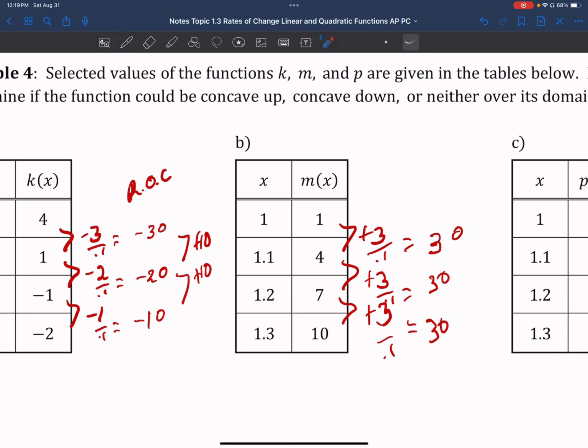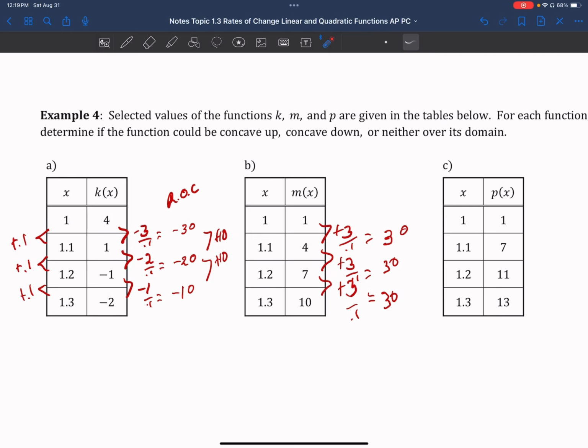I notice that this is actually a linear function because the rate of change is constant. Linear functions do not have concavity, so you can use that to write your explanation. And say m of x is neither concave up nor concave down, because the rate of change is constant. That's all you have to say. I was just making a distinction, since that was part of our lesson, that this is a linear function.